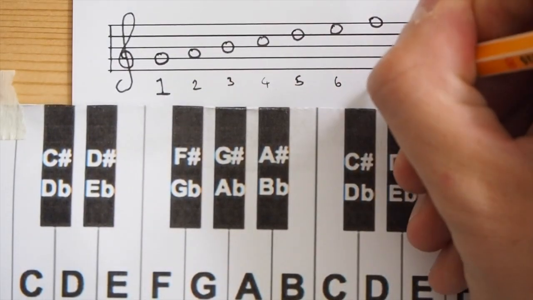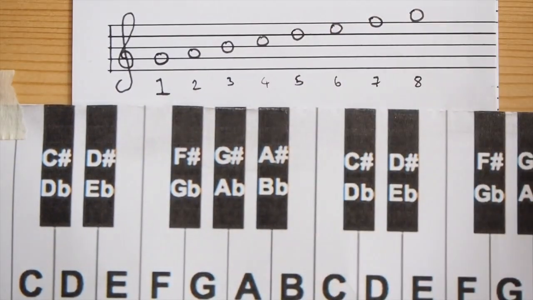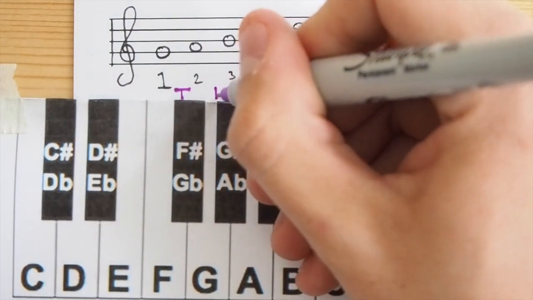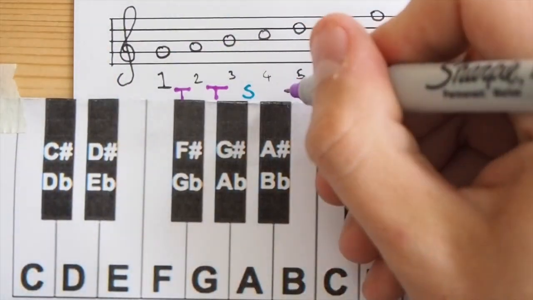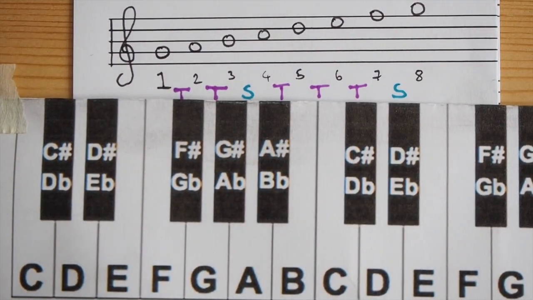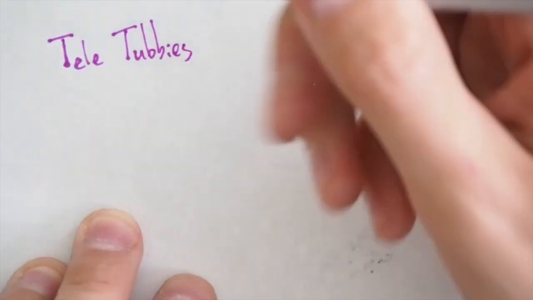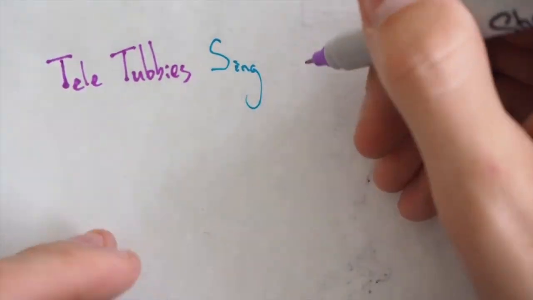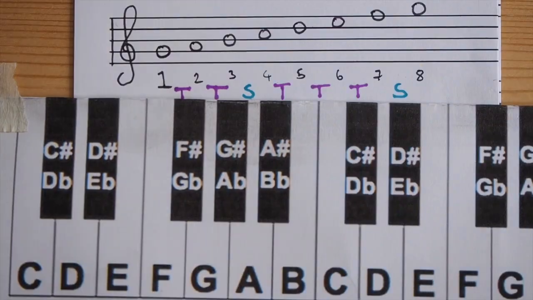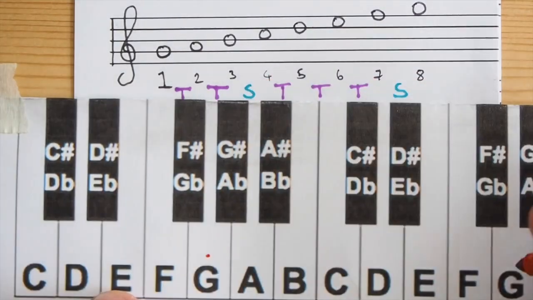Now we use a pattern of tones, T, and semitones, S, to determine the notes in our scale. The pattern is tone, tone, semitone, tone, tone, tone, semitone. What initialism do you use to remember this order? You could use Teletubbies Sing the Teletubbies Song. TTS, TTTS.